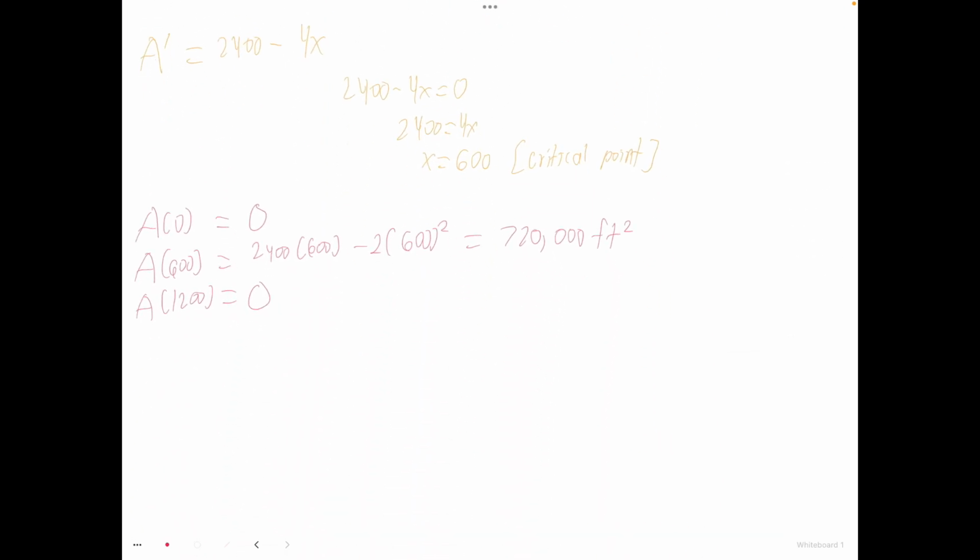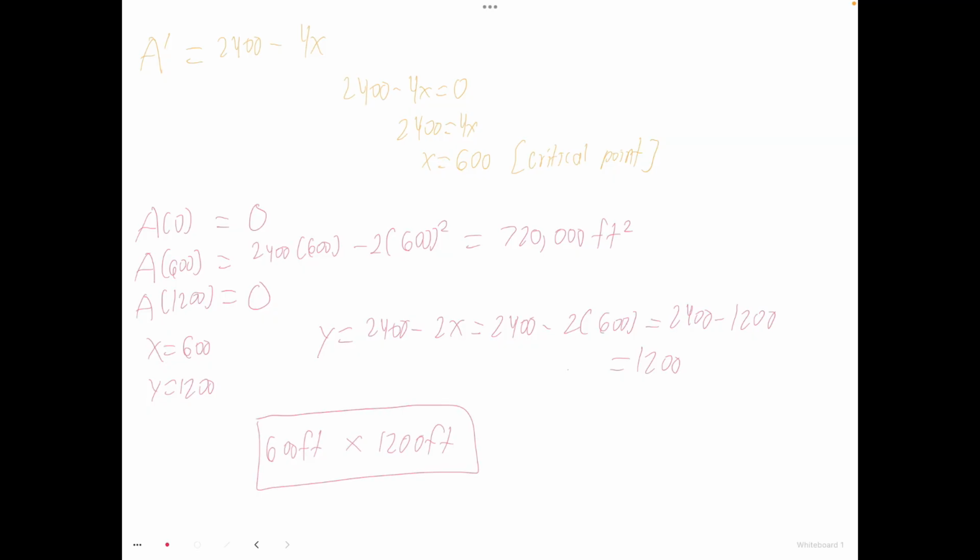We know that x is 600. Now y is 2,400 minus 2x. So this is 2,400 minus 2 times 600. So we get 2,400 minus 1,200, so we get 1,200. So y is 1,200. And so the fencing's dimensions are going to be 600 feet by 1,200 feet. Those are the dimensions of the largest possible field that this farmer can put up with his 2,400 feet of fencing.